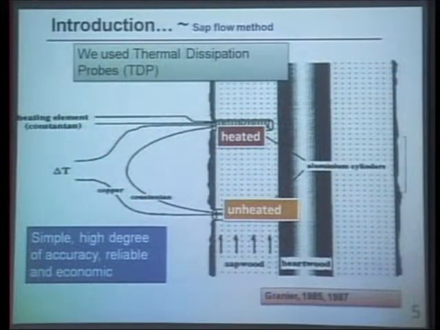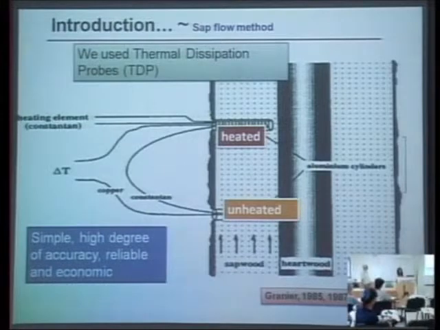In this we install 2 probes. One is just a reference probe. It means in this probe we are not going to supply the electricity. It is just a reference probe. Here we supply the electricity. With the thermocouple, which senses the temperature difference, it sends how much difference in temperature there is, in terms of velocity. In terms of velocity, the temperature difference is translated into sap flow velocity.